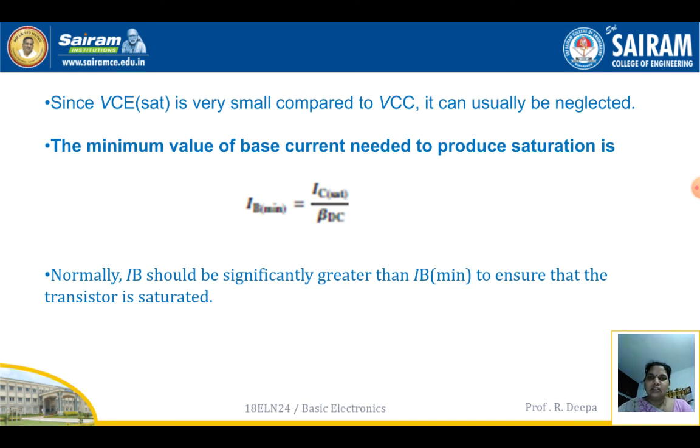Whereas the minimum value of base current which is needed to produce the saturation, we also need to calculate. We can write the base current in terms of the collector current and the gain factor beta. So IB minimum is equal to IC saturation divided by beta DC. This IB base current should be significantly greater than IB minimum to ensure that the transistor is operating in the saturation region. Thereby we can make the transistor work as a switch, provided it is operated alternately between cutoff and saturation region.